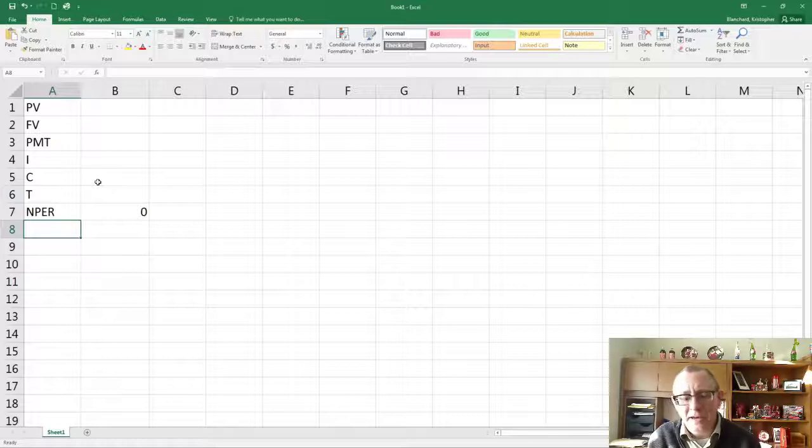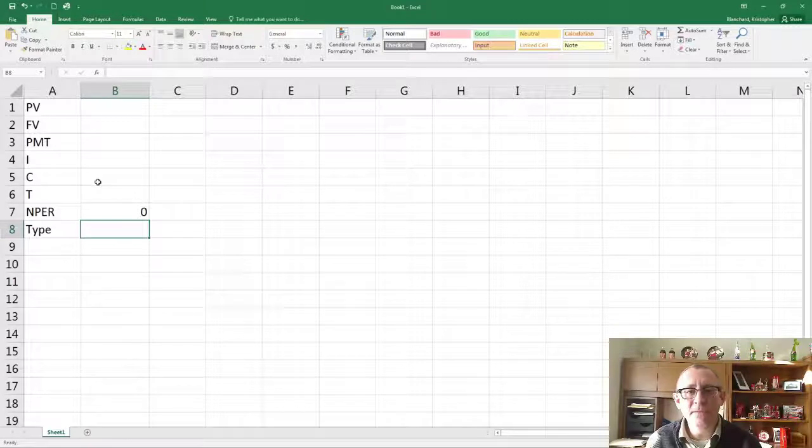The last thing that you have is a type variable, and type is either going to be a 0 or a 1.